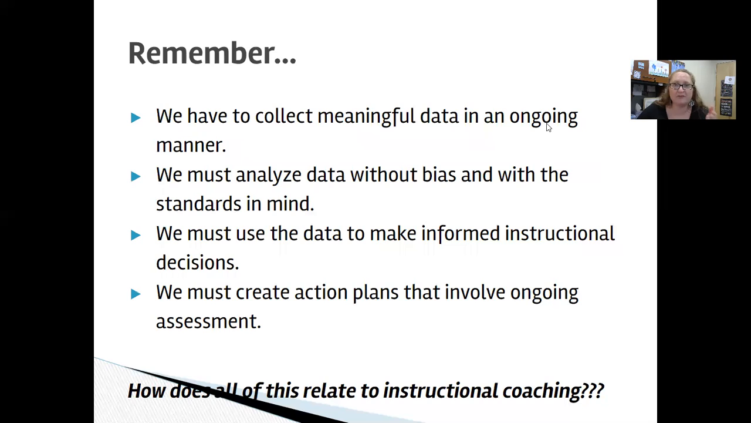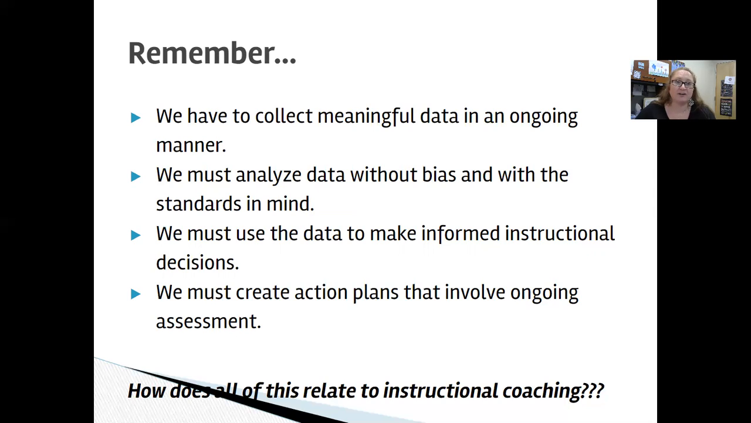If we're not monitoring progress in shorter intervals, we're going to miss opportunities to correct misunderstandings. We have to analyze data without bias and with the standards in mind. So that's why going through that DDD process and predicting first is so important. When you make your predictions, you're actually getting your biases out, so they're not going to really impact your analysis. We have to use the data to make informed instructional decisions.